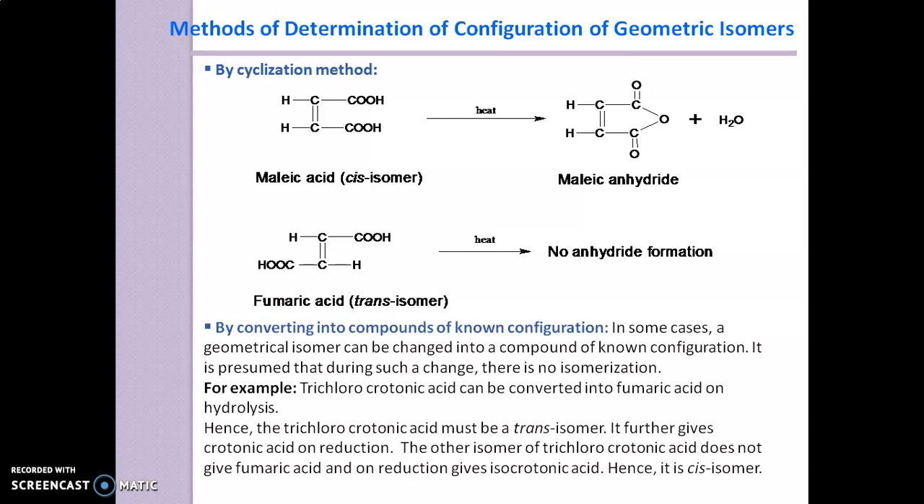trichlorocrotonic acid can be converted into fumaric acid on hydrolysis. Hence, this trichlorocrotonic acid must be the trans isomer. It further gives crotonic acid on reduction. The other isomer of trichlorocrotonic acid does not give fumaric acid, and on reduction gives isocrotonic acid, and hence we say that it is a cis isomer.